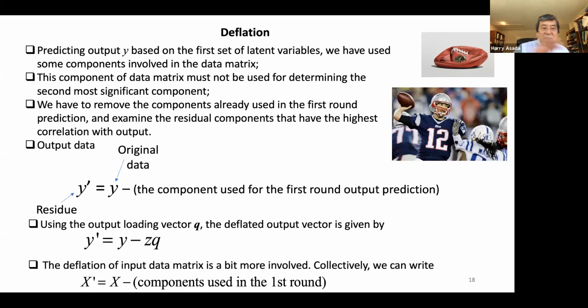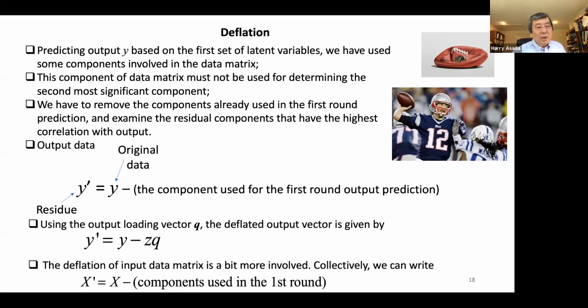So after we clean up those things which have been already used, then we can apply the same technique to find the second most correlated directions, okay? So this component of the data matrix must not be used for determining the second most significant component. So we have to remove the components already used in the first round of predictions, okay? And examine the residual components that have the highest correlation with the output.